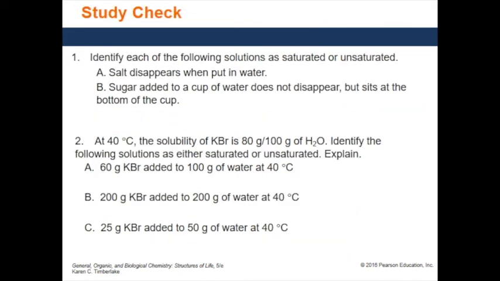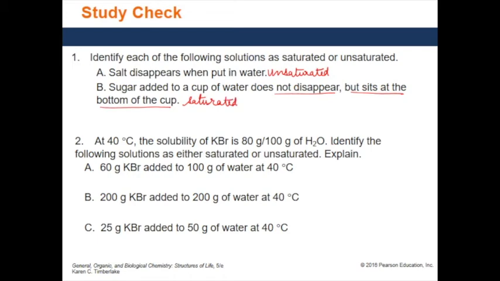Type of questions: identify each of the following solutions as saturated or unsaturated. Which of these solutions is saturated? Salt disappears when we put it in water, which means it is still unsaturated. We are adding it and it is dissolving, so we have not added the maximum amount yet. Sugar added to a cup of water does not disappear but sits at the bottom of the cup. You try spinning it, shaking it, mixing it, it does not disappear, which means the solution is already saturated. It would not dissolve any more sugar.